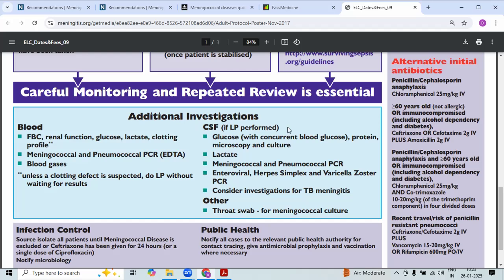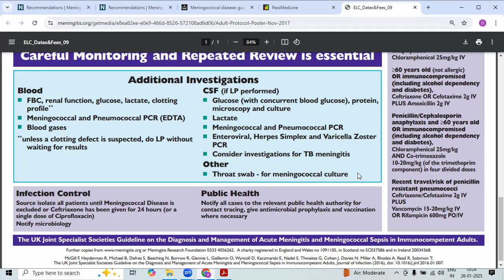For CSF, if lumbar puncture is performed, you need to check the glucose with the concurrent blood glucose. So whenever you are doing the LP, of course, you are going to check the serum glucose. Protein, microscopy and culture, lactate, again meningococcal and pneumococcal PCR. Apart from this, you need to do the viral profiles. In that, you will do the enteroviral, herpes simplex, and varicella zoster virus PCR. You have to do investigation for TB meningitis, especially in countries like India. A meningococcal culture is not necessarily required here.